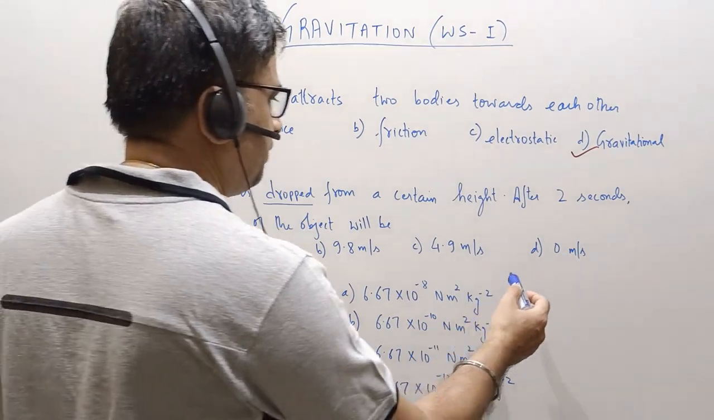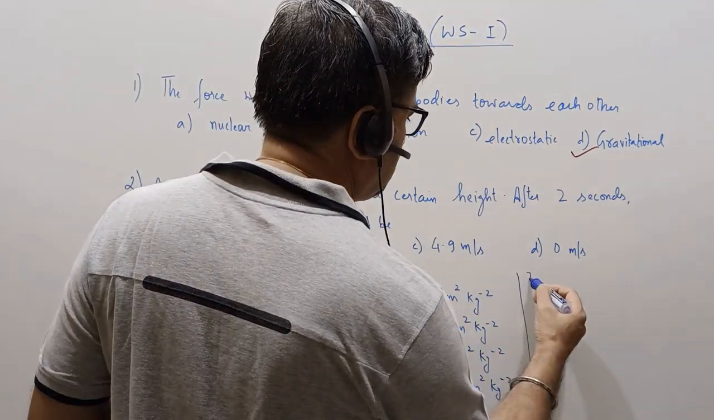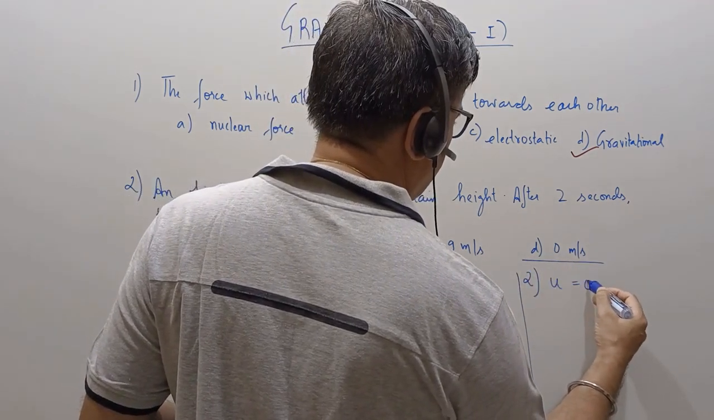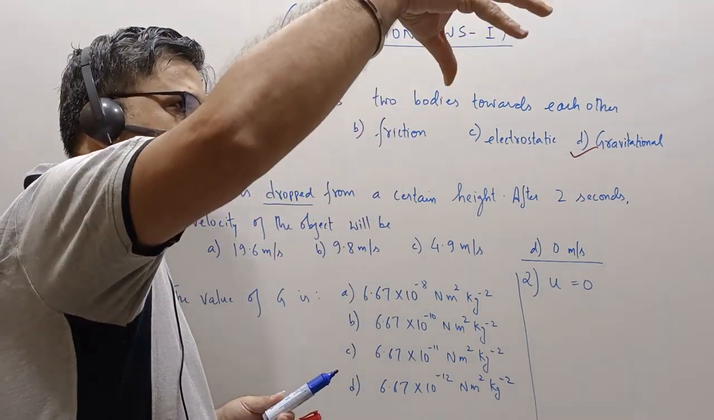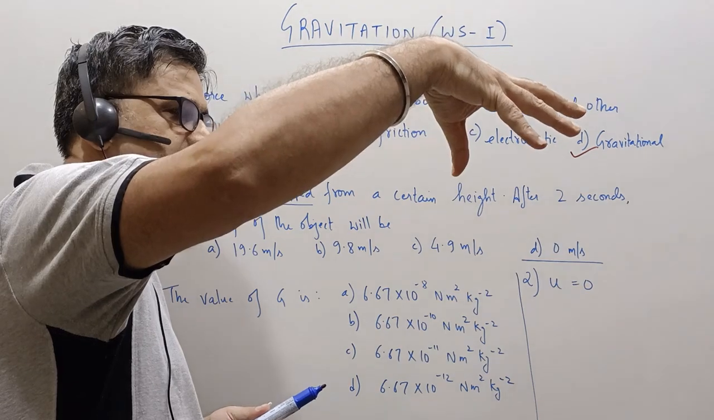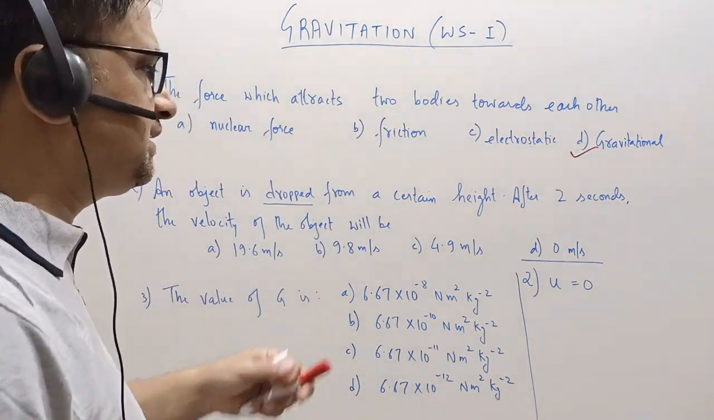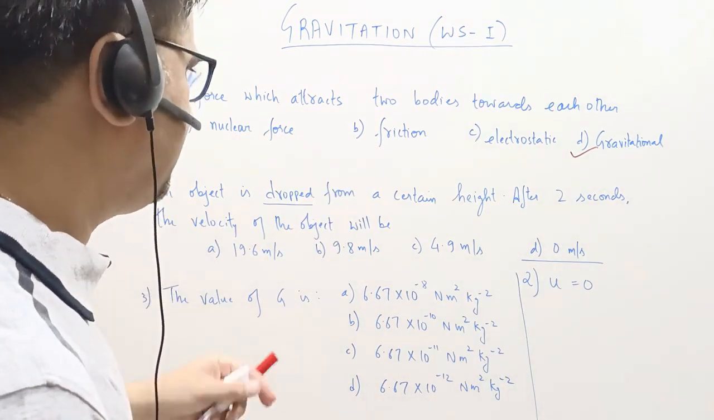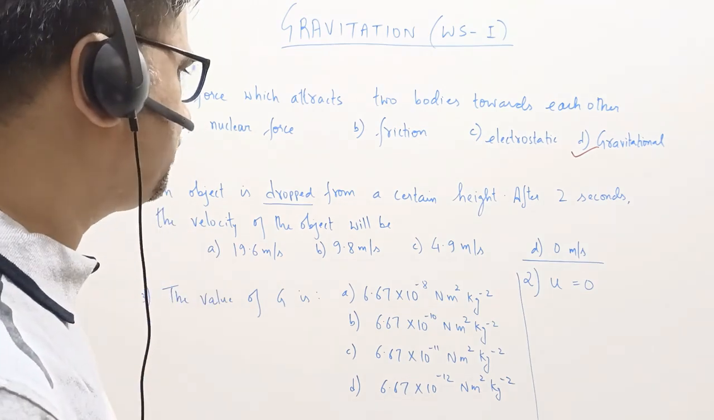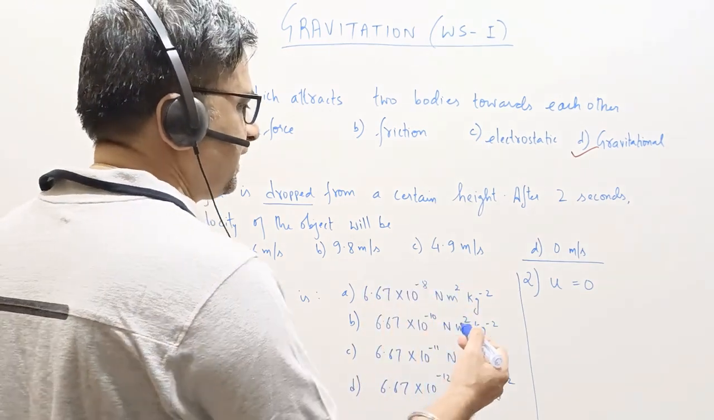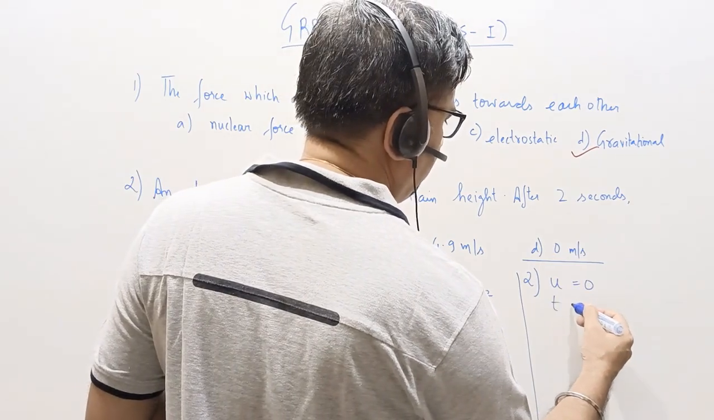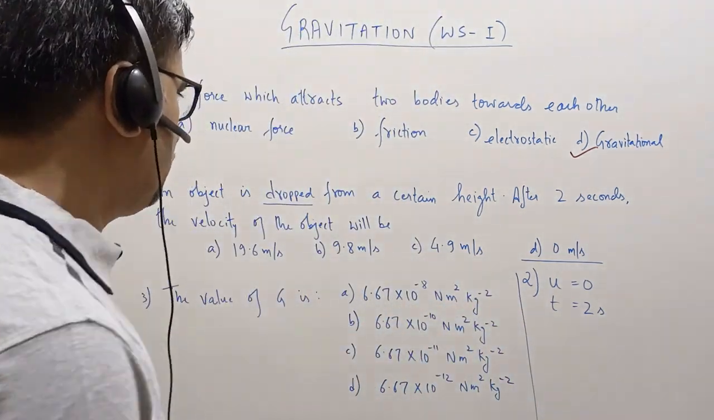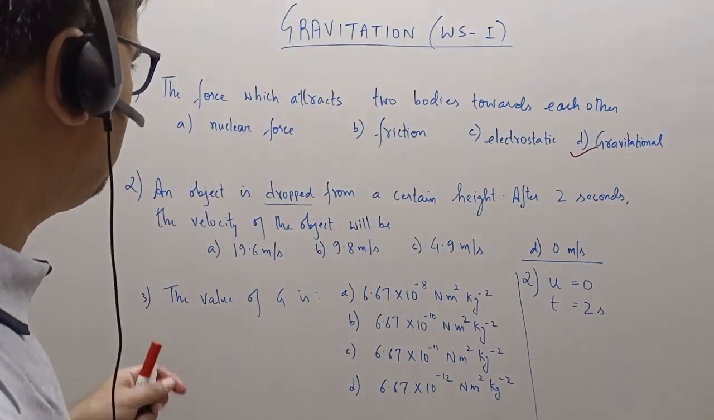I'm solving this question number 2 over here. So we're talking about a free fall, which means the initial velocity of the body would be 0. Dropped, so it just starts from rest, and therefore the initial velocity is 0. From a certain height, we don't know what the height is, and we don't even need to know that in this question. After 2 seconds. Write down everything that is given: 2 seconds, the velocity of the object will be, and we don't know what the velocity is.